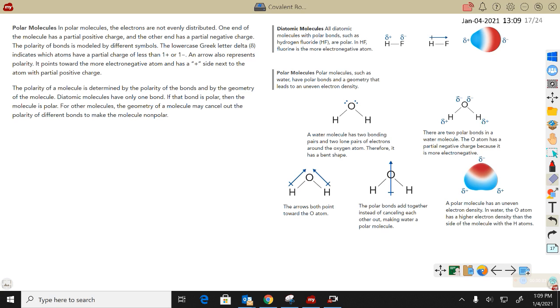And so now it's time to put all three things together and eventually determine the polarity of not just a singular bond, but the polarity of an entire molecule.